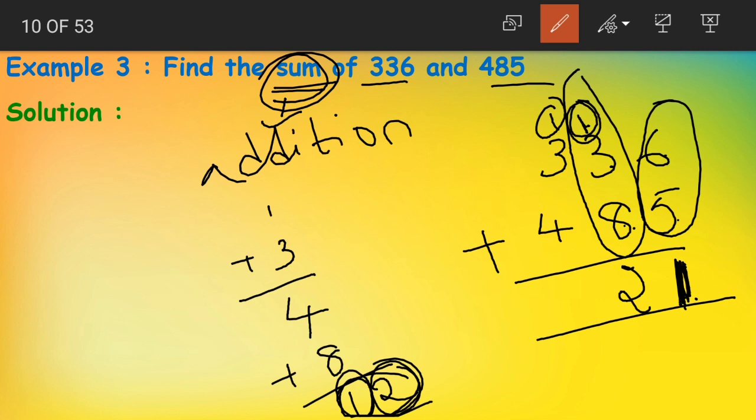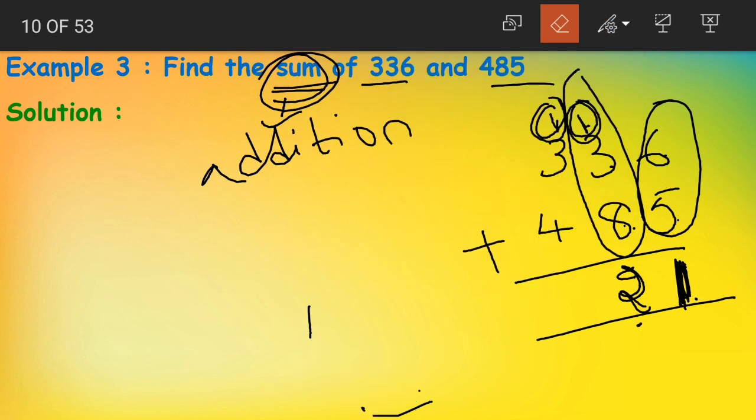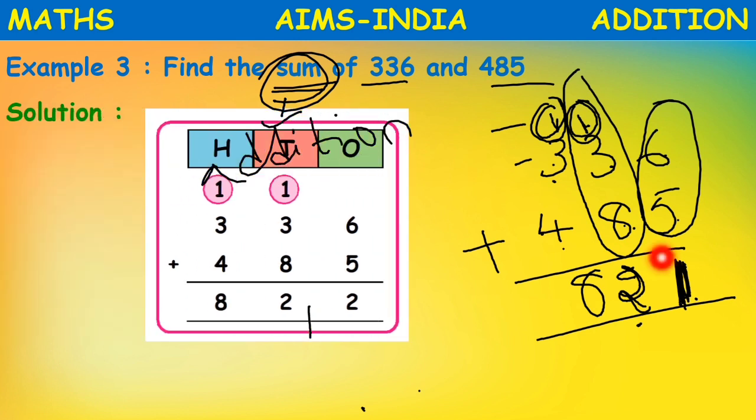From the number 12 we wrote the digit 2 in the tens place, and the digit 1 we carried to the hundreds place. Now coming to the hundreds place value, we have 1 plus 3 plus 4. Again 1 plus 3 becomes 4. 4 plus 4 becomes 8. Understood children? What did we do? We added the numbers using regrouping or by carrying.